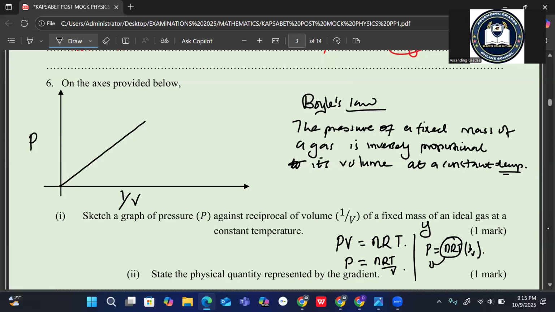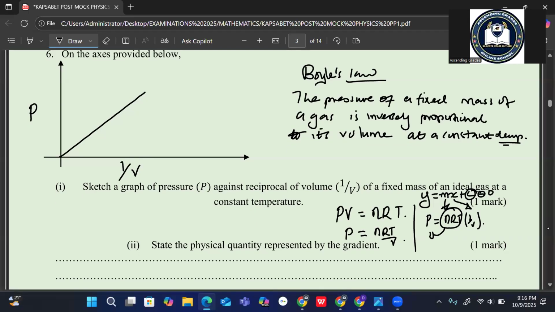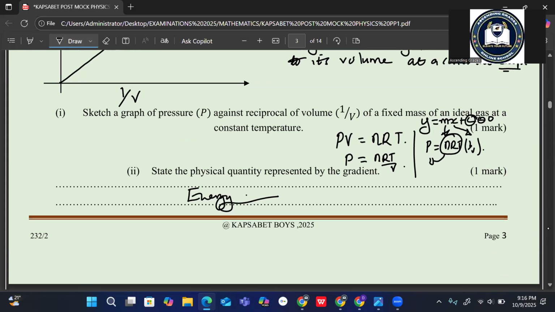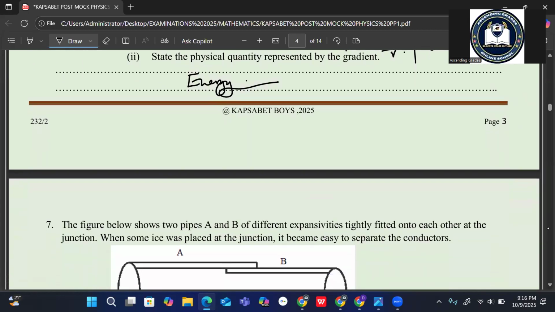because the equation will be y equals mx plus c. Our c is 0. Then our x becomes 1 over V. Then this becomes our nRT. So our nRT is supposed to be giving us the energy, the energy of the molecules or the particles.